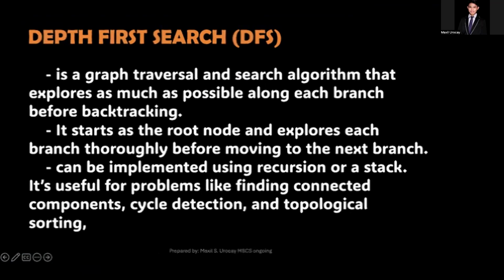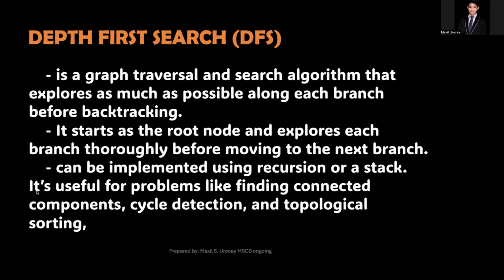this is a graph traversal and search algorithm that explores as much as possible along each branch before backtracking. So it starts at the root node and explores each branch thoroughly before moving to the next branch. It can be implemented using recursion or a stack. It's useful for things like finding connected components, cycle detection, and topological sorting.